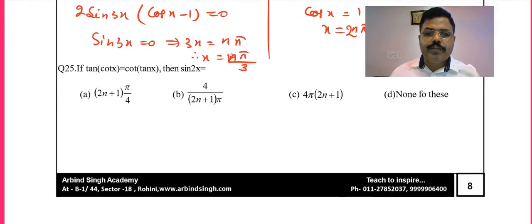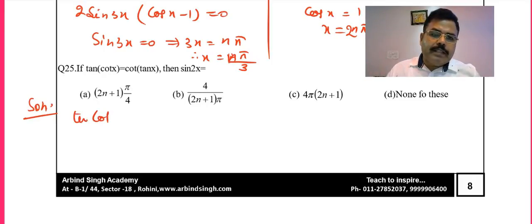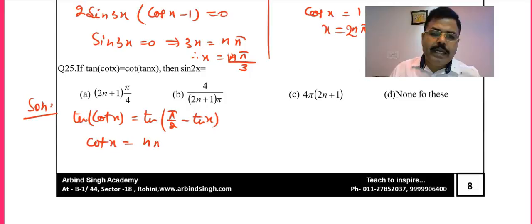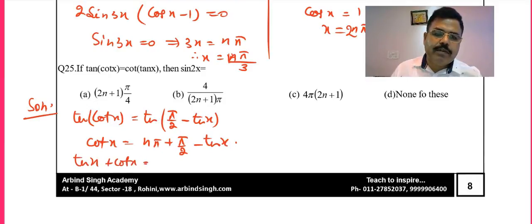Now the 25th question. And what is that? tan (cot x) = cot (tan x). So I can write the solution like this: tan theta is equal to tan alpha, so theta is equal to n pi plus alpha. Can I write like this? Cot x is equal to n pi plus pi by 2 minus tan x. Now this tan x will come this side: tan x plus cot x is equal to n pi plus pi by 2, that is (2n plus 1) into pi by 2.